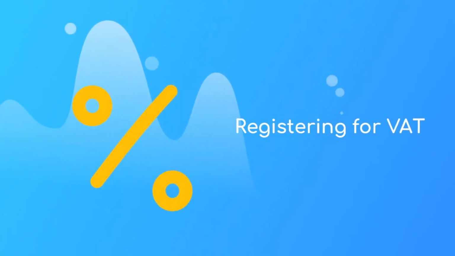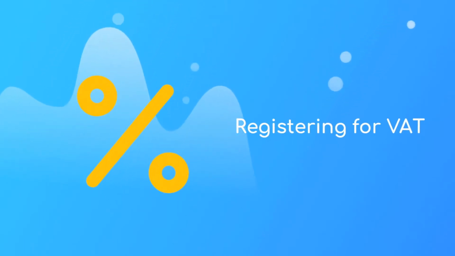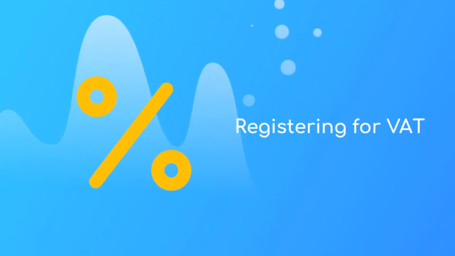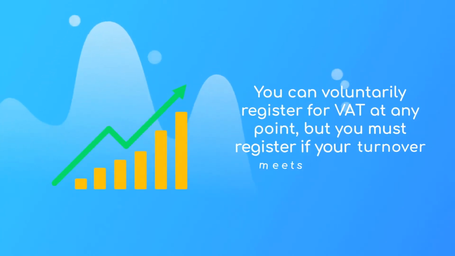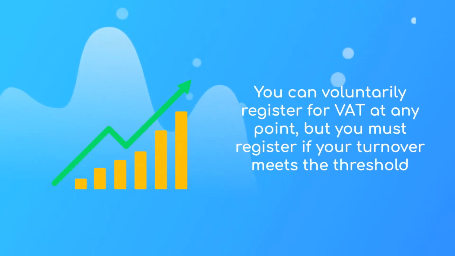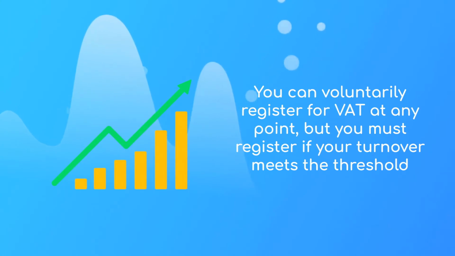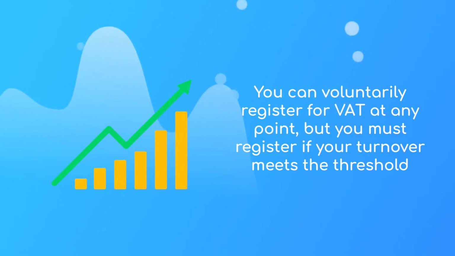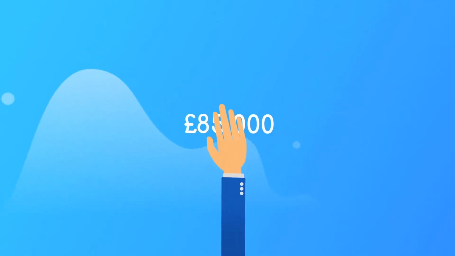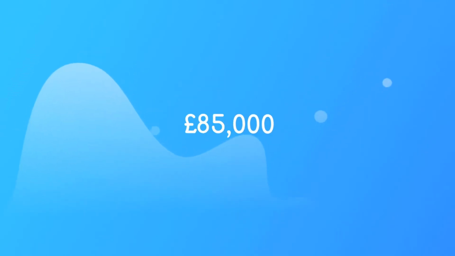Now we've covered the different VAT schemes, let's discuss the process of registering for VAT. You can voluntarily register for VAT at any point if you think it might benefit your business, but you'll have to register if your turnover meets the VAT threshold in any given 12-month period. The current VAT threshold can be seen on screen now.